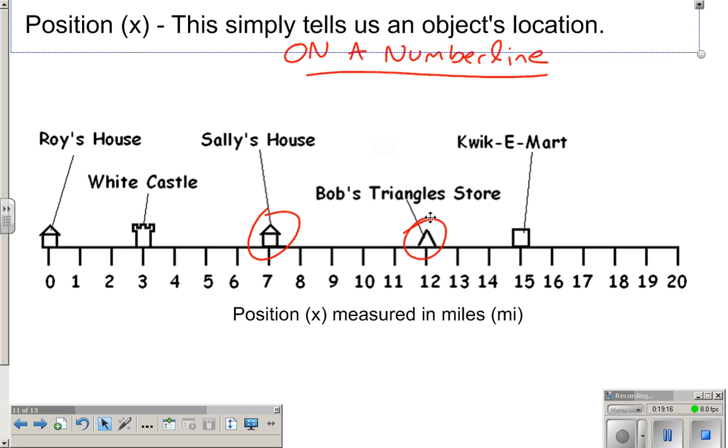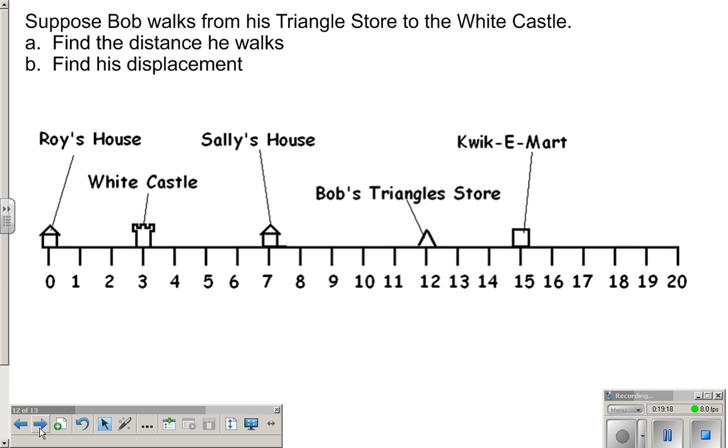All right. So sometimes we'll have a situation like this where somebody walks around on your number line. So in this one, Bob walks from the Triangle Store. So he's going to start here. And then he's going to walk to the White Castle. To find the distance he walks, you have to figure out how far it is. There's a couple ways of doing it. You can count 1, 2, 3, 4, 5, 6, 7, 8, 9, and find out that he walked 9 miles. The easiest way to do it, though, I think, is to subtract.